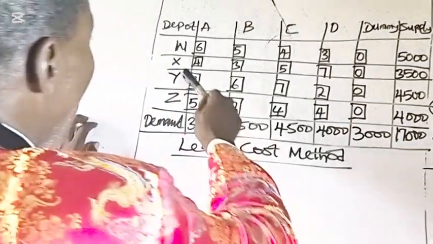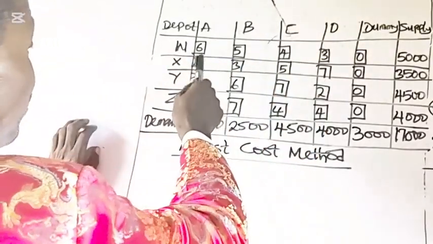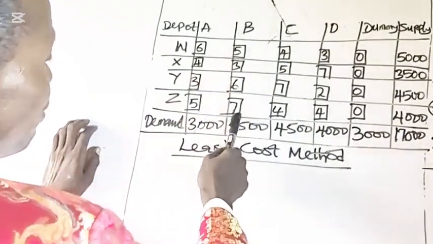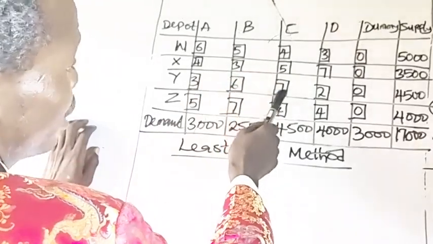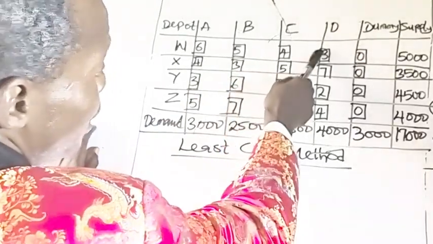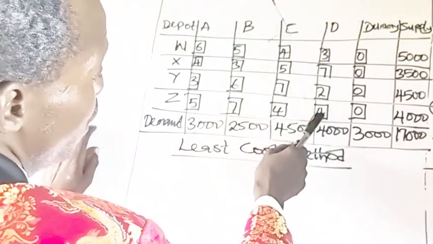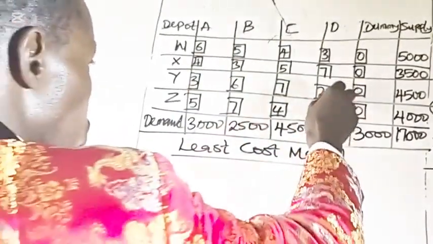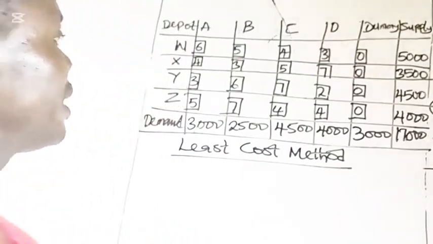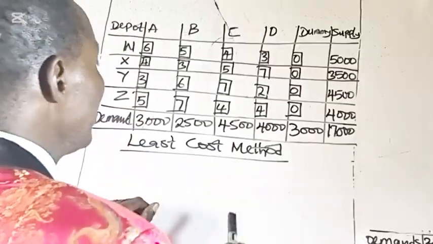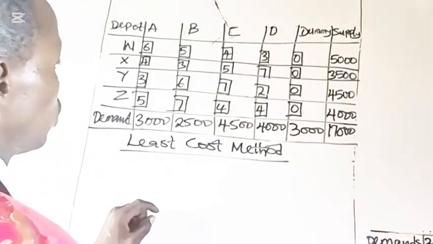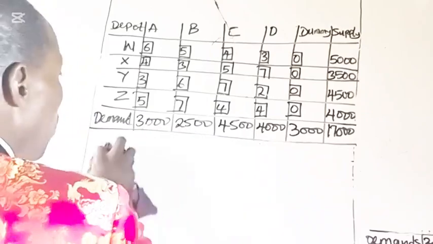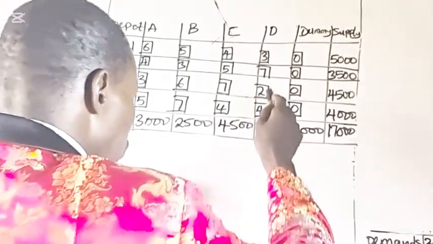Now, let's look at all the costs given in this question. 6, 4, 3, 5, 5, 3, 6, 7, 4, 5, 7, 4, 3, 7, 2, 4, then dummies. The least of all those costs is 2. That means the starting point should be 2. So since 2 is the least cost, you should start from there. So you want to allocate to 2.